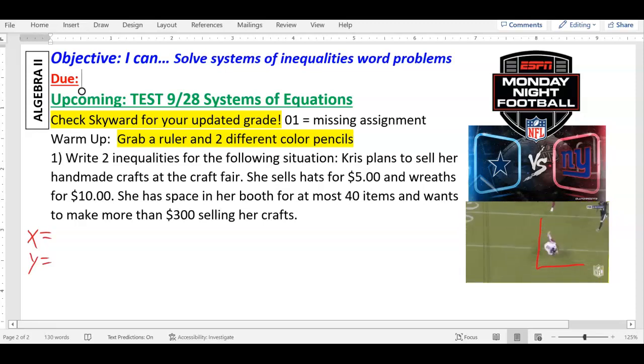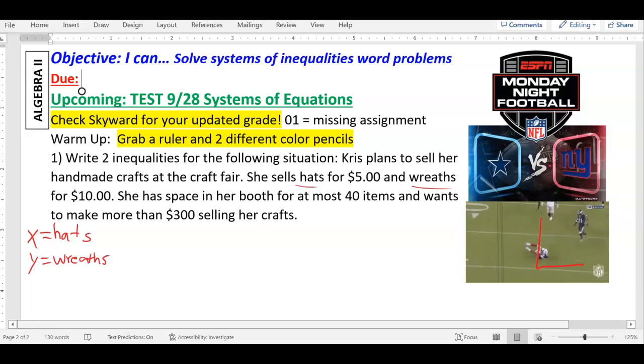So when we're reading this problem, it says Chris plans to sell her handmade crafts. She sells hats. Let's just take that first thing to be X, okay? So X is the number of hats. And so what do you think Y is going to be? Wreaths, the other thing. Okay, so hats and wreaths. Now, here's where we have to do some work. We're going to make some inequalities.